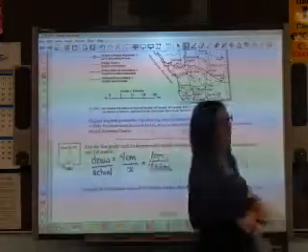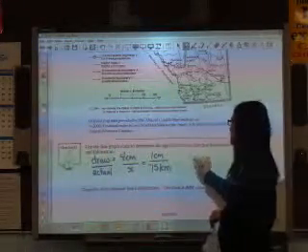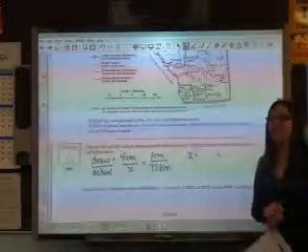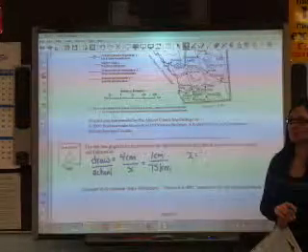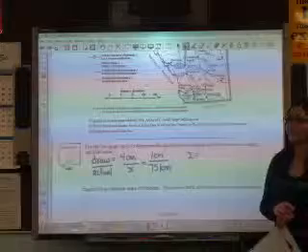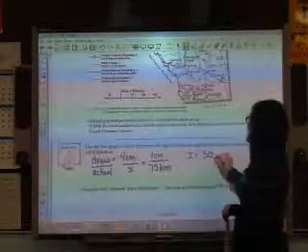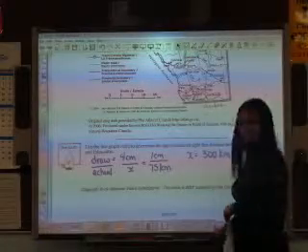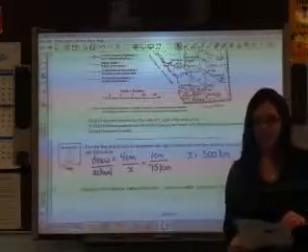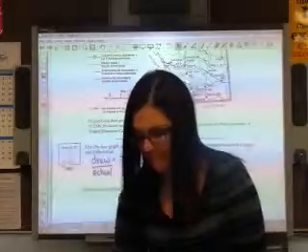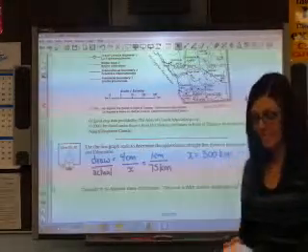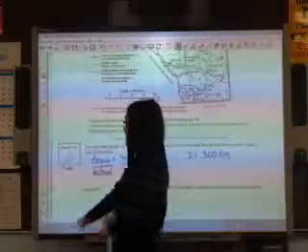If I cross multiply, 1 times x is x, and 4 times 75 is 300. 300 what? Kilometers. Is that the approximate distance between Edmonton and Calgary? Yeah. Okay, let's look at another map.